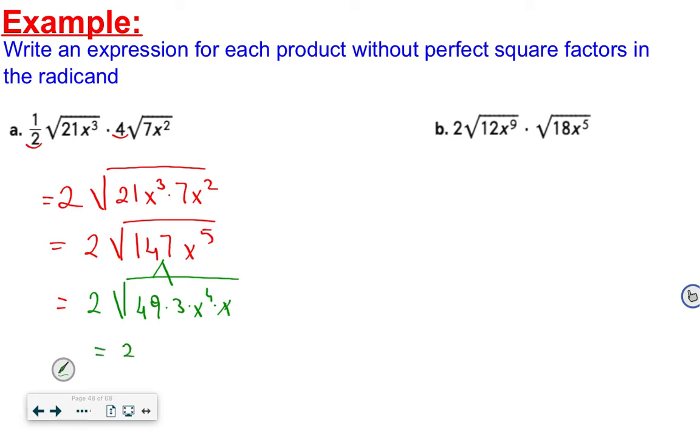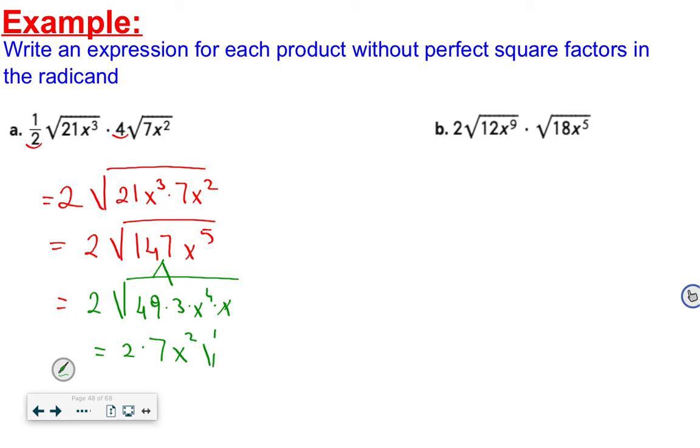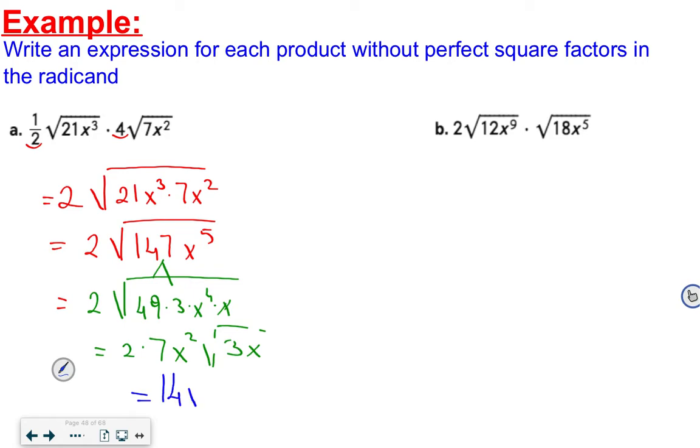Now, when you simplify this, how can you get the 49 out of the root? It is 7. Can you take the 3 out of the root? No. X to the power 4, how can you get it out of the root? As an x squared. You cannot get the x out of the root. So what is left inside the radical is 3x. When you simplify this, you will get the answer. Final answer will be 14x squared radical 3x. This is your answer.